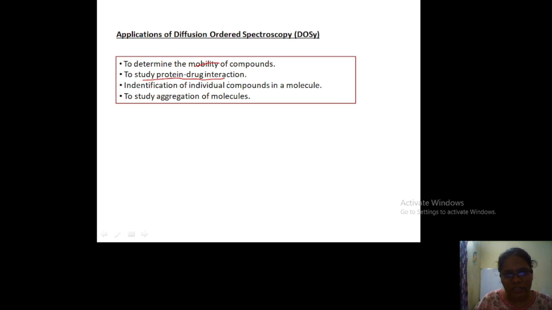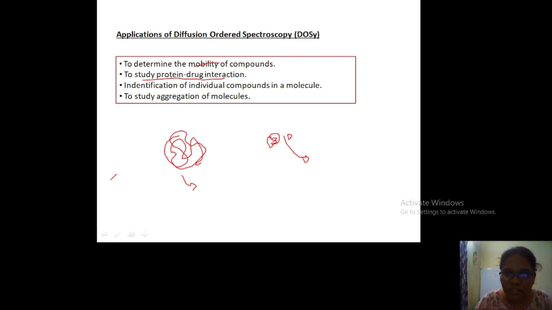Okay. So you can study protein drug interaction. Let us see how you do this. We know that protein is a huge molecule. It's a big molecule when compared to a drug. Drug is a very small molecule. Now to know whether this drug is binding to this protein, we can do one thing. We know that the diffusion of this drug molecule is very fast, right? Since this molecule is small in size, it diffuses faster when compared to this protein molecule.